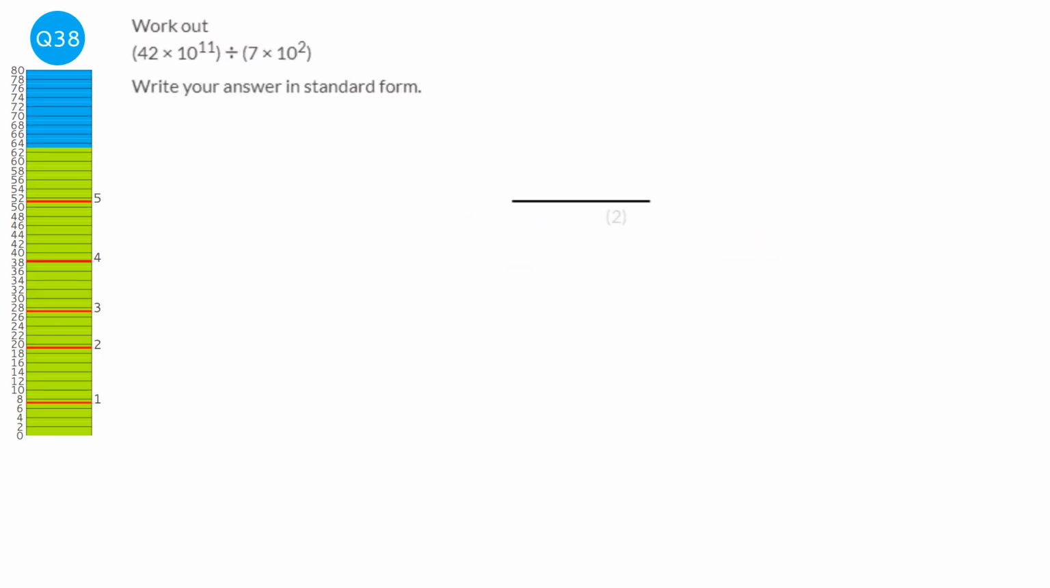First thing I can do with this question is write it as a fraction, because divide just means over. So we're going to have 42 times 10 to the power of 11 over 7 times 10 to the power of 2. And we can actually split those fractions up.